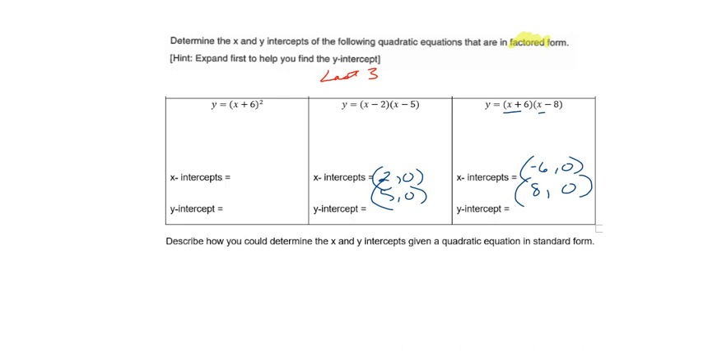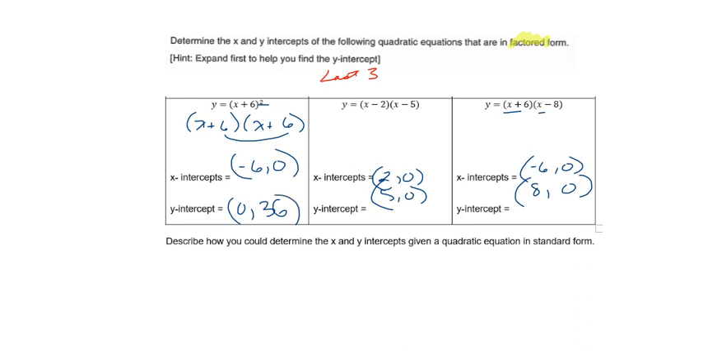And for this one, I chose this one because it's a bit tricky. But all this means is x plus 6 times x plus 6, right? And so here you can see it's (-6, 0). That is my x-intercept right there. Easy. And for the y-intercept, remember you just multiply those numbers together. So 6 times 6, my y-intercept is 36, or more specifically (0, 36).